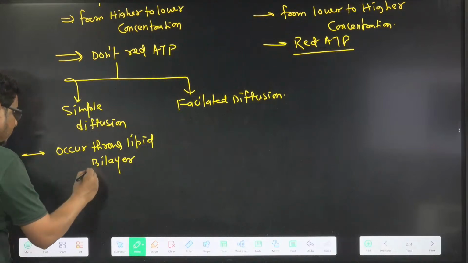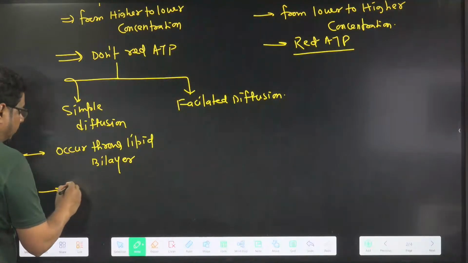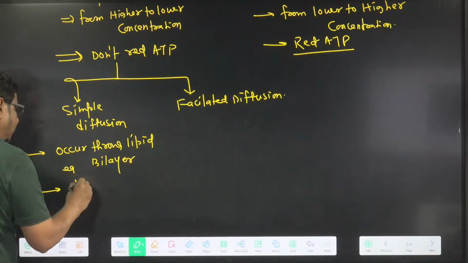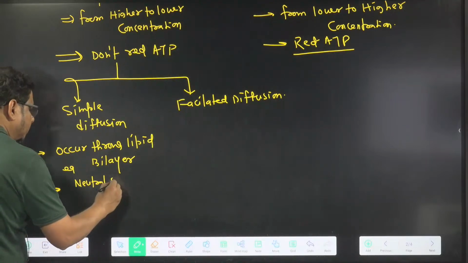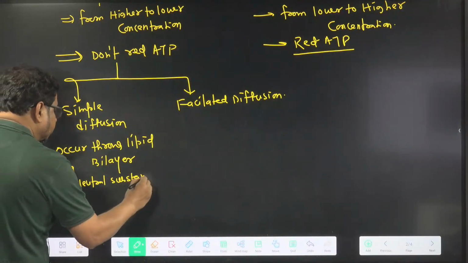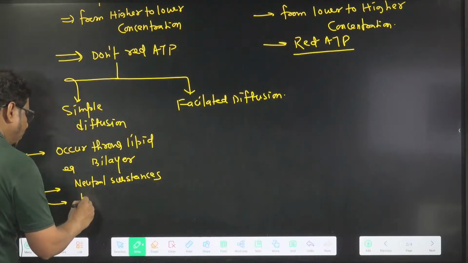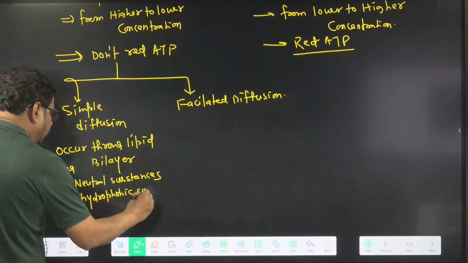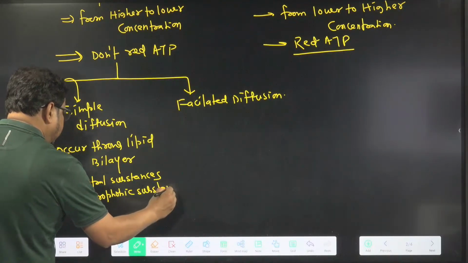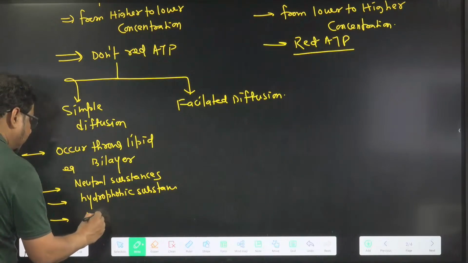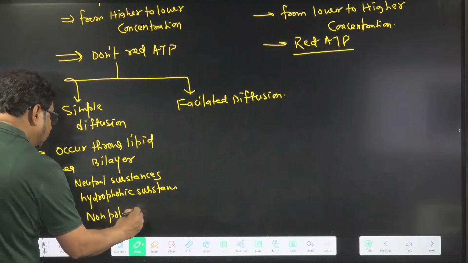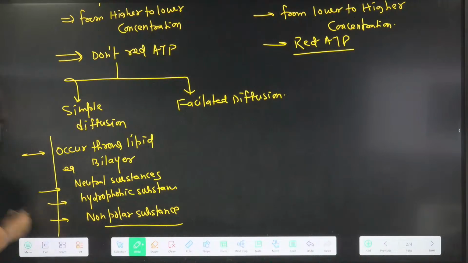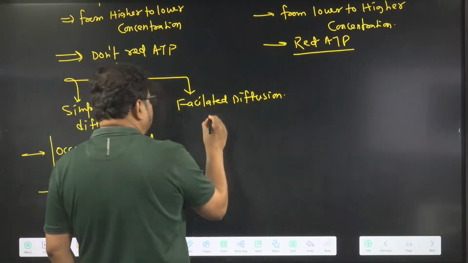And who goes for simple diffusion? Neutral particles. For example, neutral substances, hydrophobic substances, and you can also say non-polar substances. They are transported across the membrane with the help of simple diffusion.